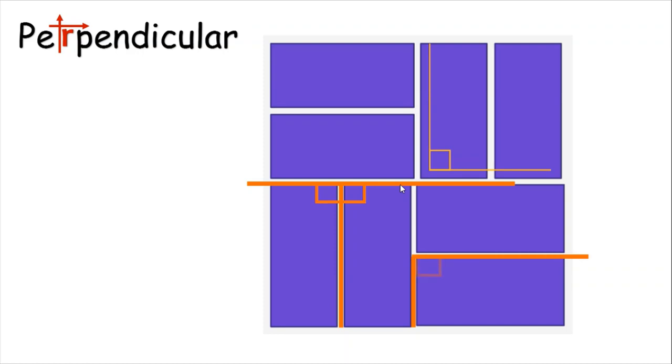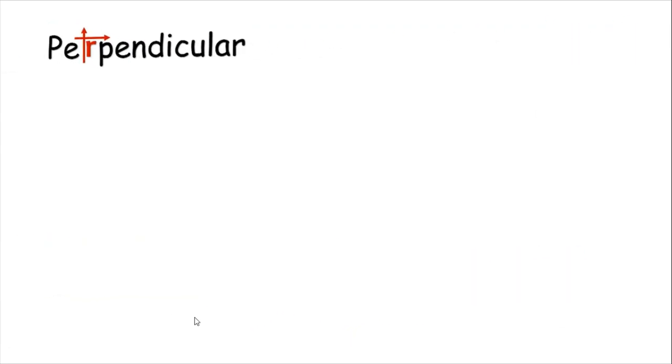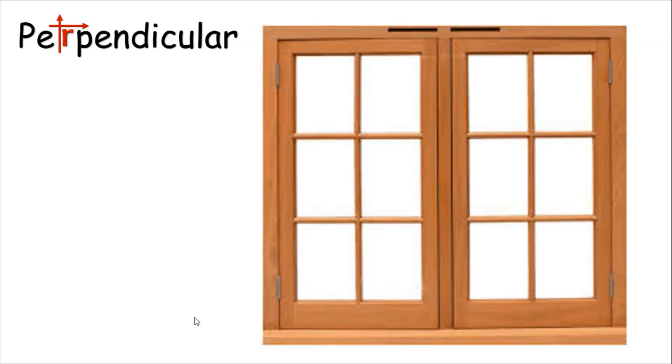And we've also got a corner down here, which you could describe as perpendicular, because it's two lines meeting at a right angle. That's the important thing, two lines meeting at a right angle. Let's have a look at another one.